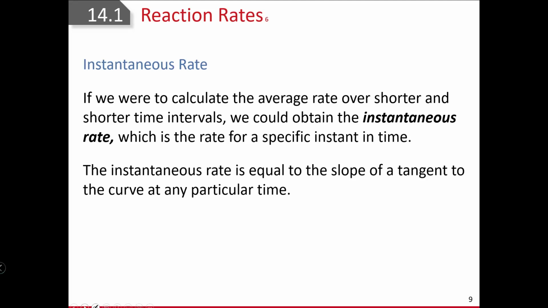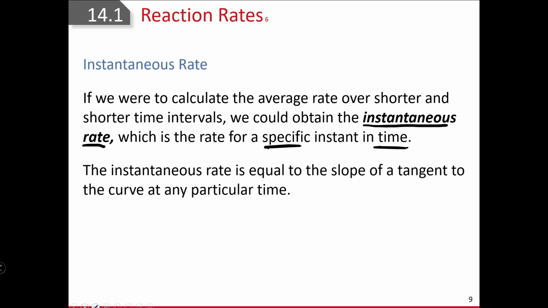All right, so a lot of times we're interested in instantaneous rate. We want to know what is the concentration at a specific time. They say instant in time, but specific time. So instead of the average rate, I want the instantaneous rate. And most of the things we're going to do after section 1 are going to be instantaneous rate. So how do we find instantaneous rate?